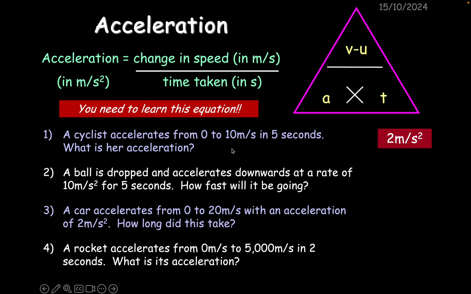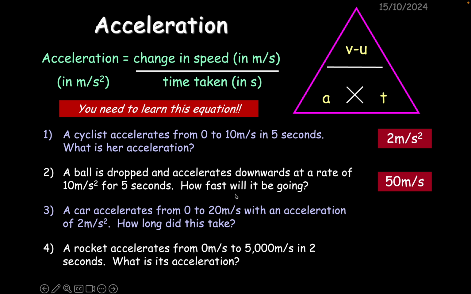A ball is dropped and accelerates downwards at a rate of g, which is 10 meters per second squared for GCSE, for 5 seconds. Well, that's quite a height. If it's gone 5 seconds, you must have dropped it out of a window on a higher floor. How fast will it be going? Well, if you dropped it from rest, u will be 0. v minus u will be equal to a times t, 10 times 5, so 50. It will reach a speed of 50 meters per second, so that's quite fast.